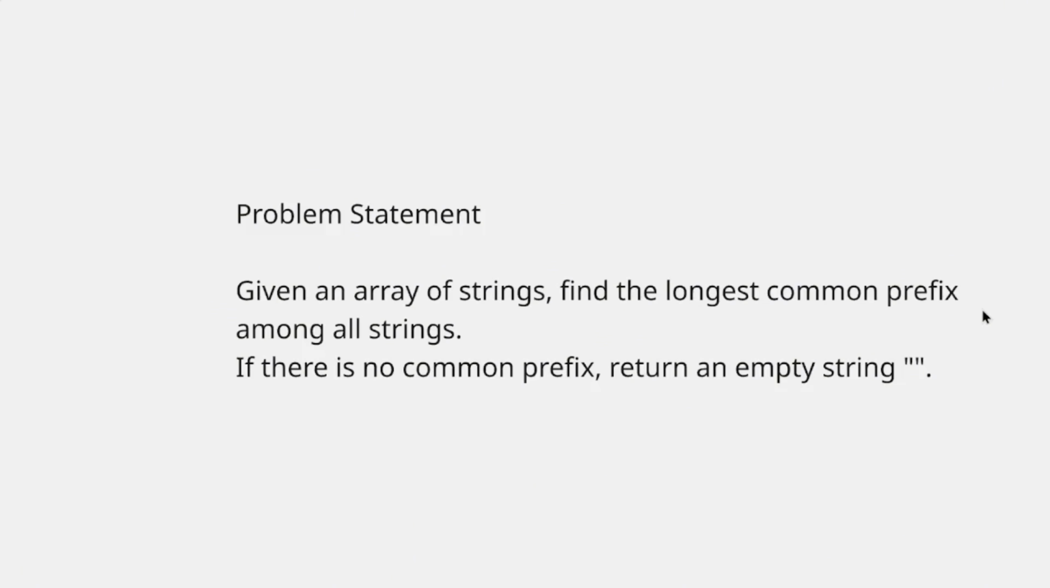So an array of strings will be given and we have to find the longest common prefix among all the strings. Which means, for each and every string in the array, we have to find which characters occur in each string at the start, for the longest length. And if we don't find anything, we have to return an empty string. I'll explain with an example so you will understand more clearly. So let's go to the example.